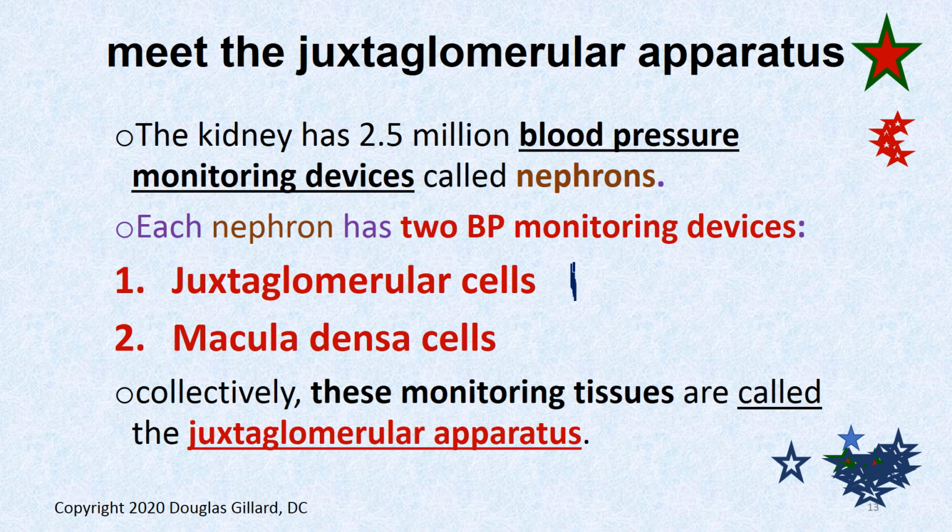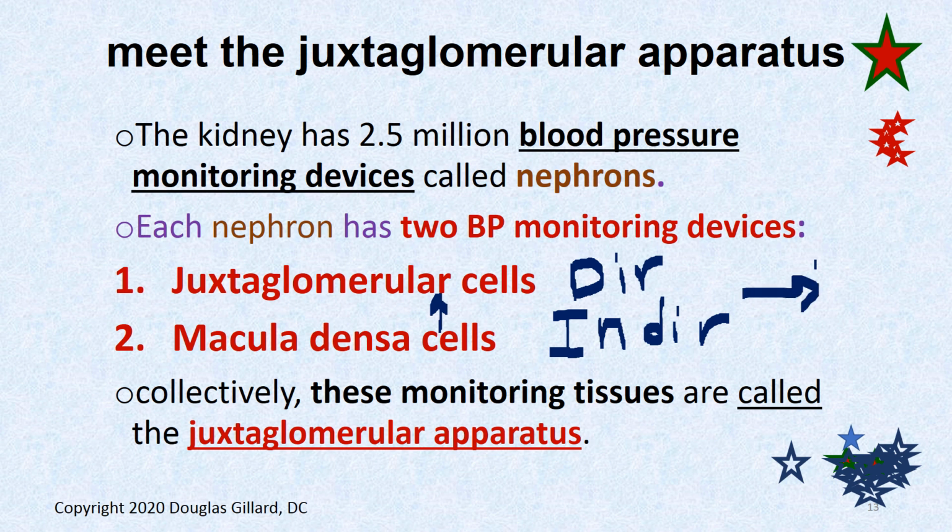Juxtaglomerular cells can directly release renin. They're the ones who make renin and release renin. The macula densa cells, I think Dr. Doe's talk about the mechanism. I'm not so concerned about that because we're not 100% sure of that mechanism. But they indirectly stimulate the juxtaglomerular cells. They kind of elbow these guys and say, hey, release your renin. But the key is to release the big R, the big renin.